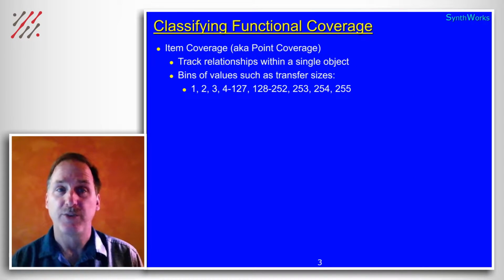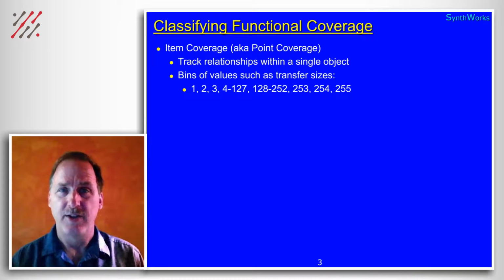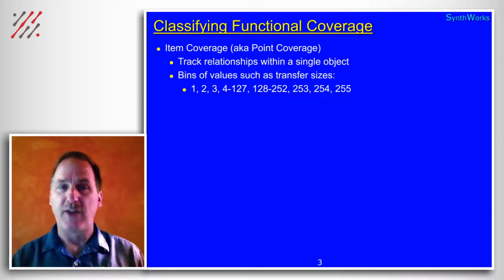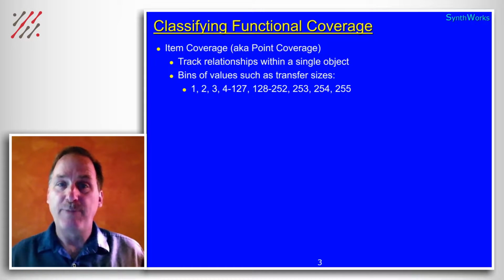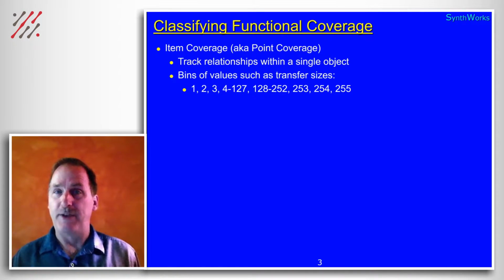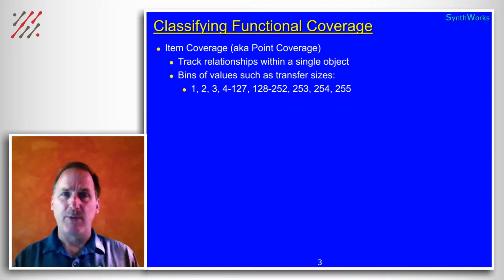So if we go further, we need to classify functional coverage, and we actually classify it into two different categories. One category is item coverage, which is also known in some languages as point coverage. Item coverage basically tracks relationships within a single object. So if we're looking at transfers, and we have transfer sizes from 1 to 255, we might look for particular transfer sizes to have been executed in our testing. And when I'm thinking testing, I'm thinking boundary conditions, and boundary conditions usually happen at the endpoints. So as we get up to the bigger transfer sizes, 253, 254, 255, I want to see one of each of those. And as we get to the smaller transfer sizes, 1, 2, and 3, I want to see one of each of those. But when we get into the mid-range, 2 to 4 different bins, and I want to see a bunch within those group bins.